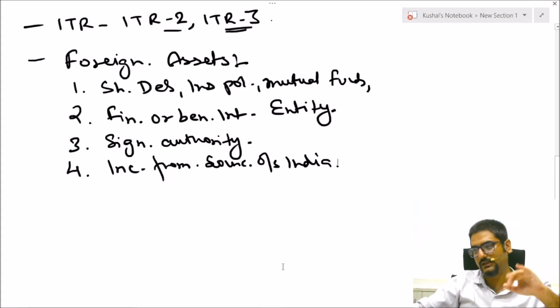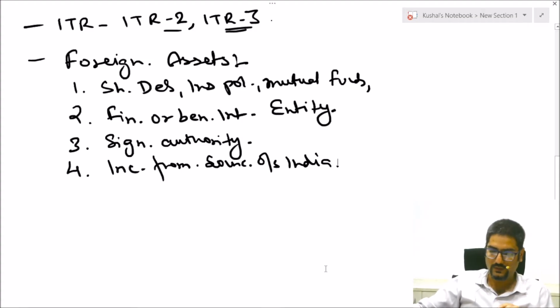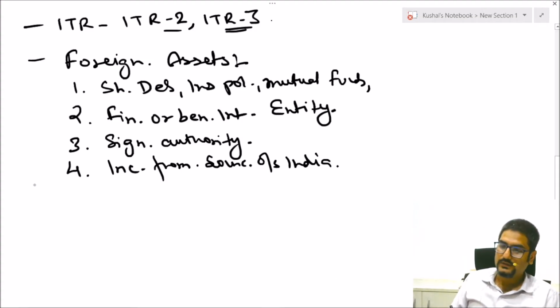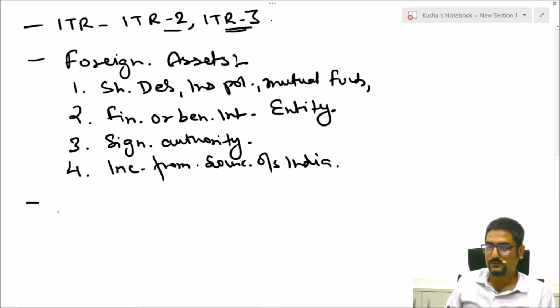So these are the four categories of foreign asset that require to be reported. Now, the next important aspect is that we have ownership of two types. One is the legal ownership, where you are the owner on the legal documents. And the second is the beneficial ownership.